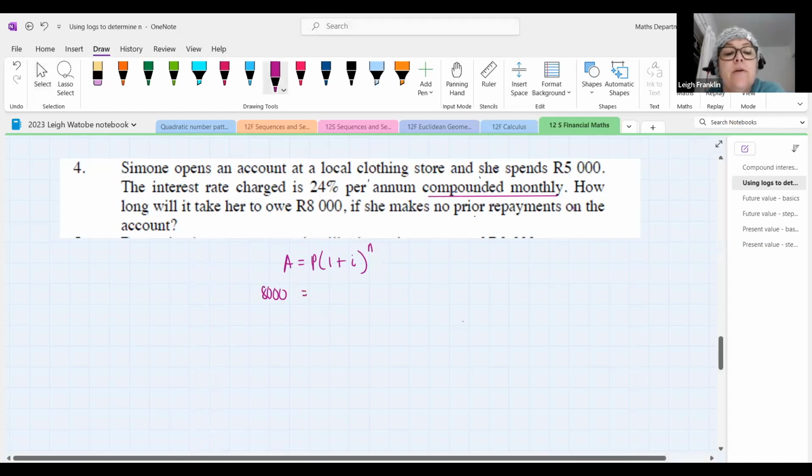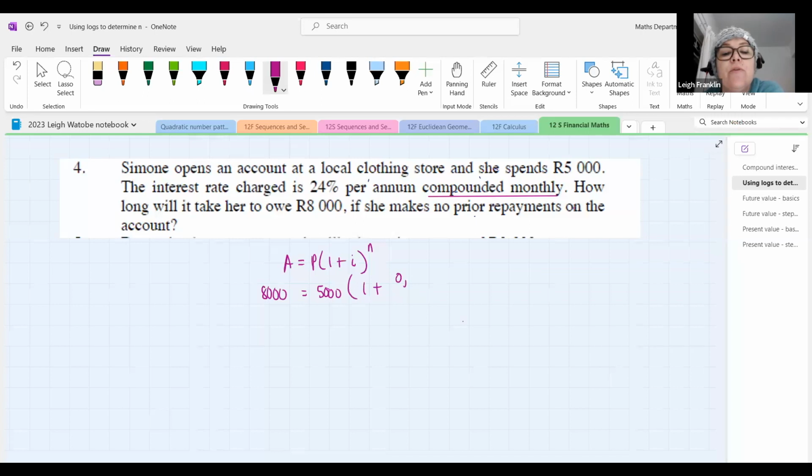All right, so your 8,000 goes there. The 5,000 goes here. 1 plus, so this is 0.24 divided by 12. And then here you've got to go 12n. Okay, good, Shisana. That's good. Masejo, that's nice.